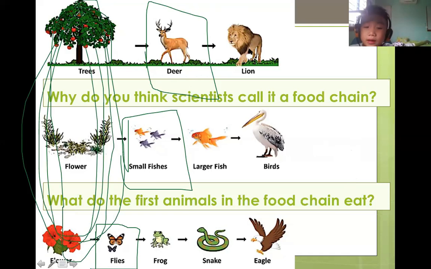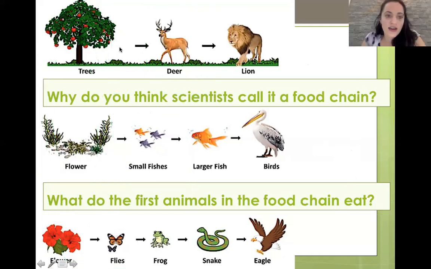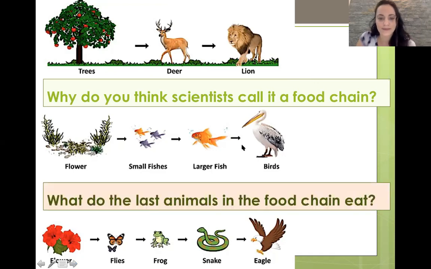Plants. They eat plants. Very good. So plants get food from the sun. So the first animal in the food chain has to eat plants.